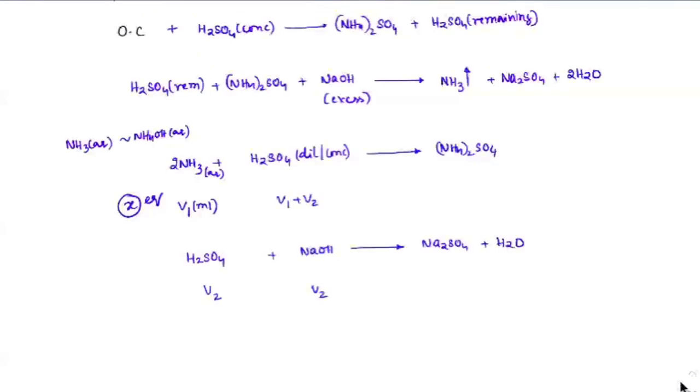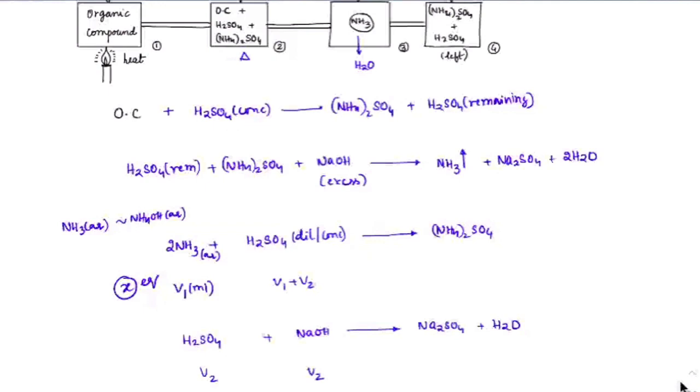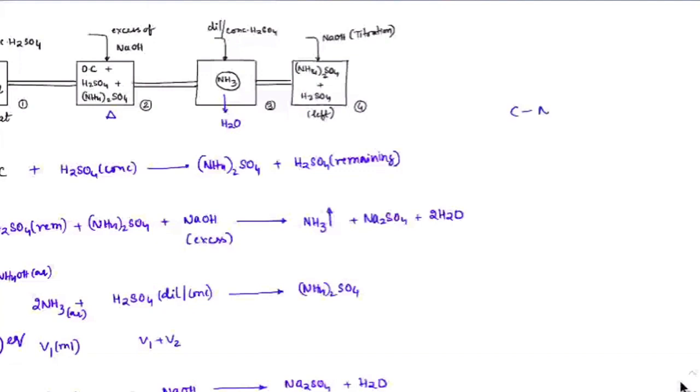Sir, in the first step, what if we use dilute H2SO4? Actually, nitrogen is bonded with carbon, beta. Concentrated H2SO4 helps to break it down, because concentrated H2SO4 can oxidize that carbon. So it will break that carbon-nitrogen bond. Dilute H2SO4 does not do so much. Okay, sir.